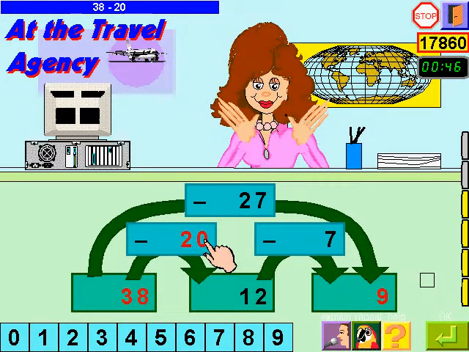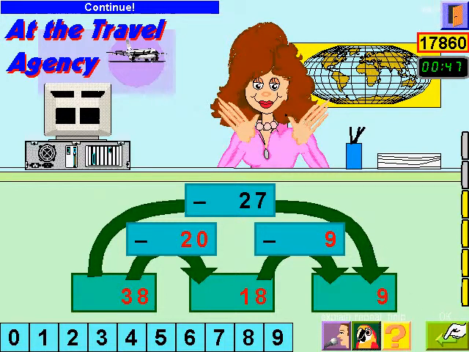Thirty-eight minus 20 equals 18. So, I write 18 in this box. Continue. To go from 18 to 9, I subtract 9. So, I write 9 in this box.